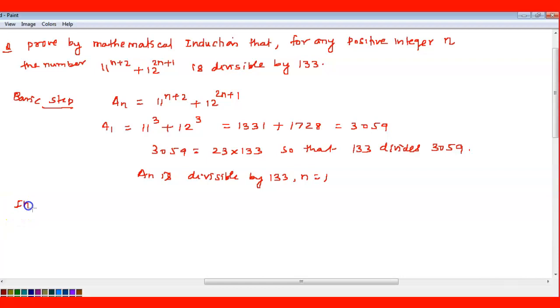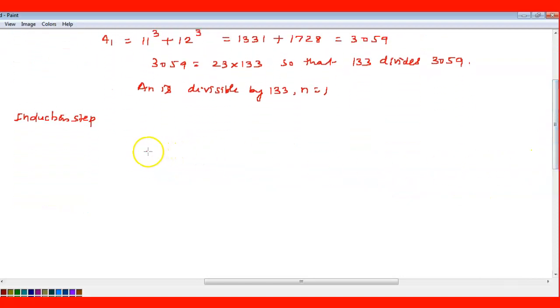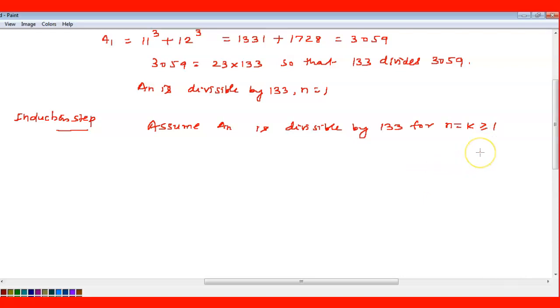Now for the induction step, we will assume that a n is divisible by 133, okay, for n equal to k, and this k value is greater than or equal to 1, because for n equal to 1 you have already proved it, right? So we can write it here.